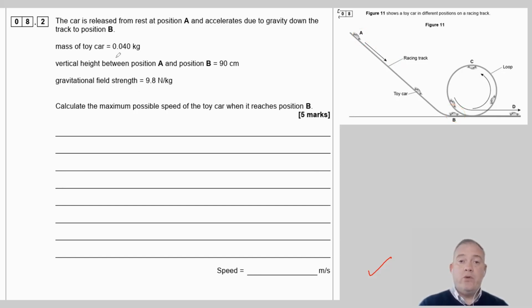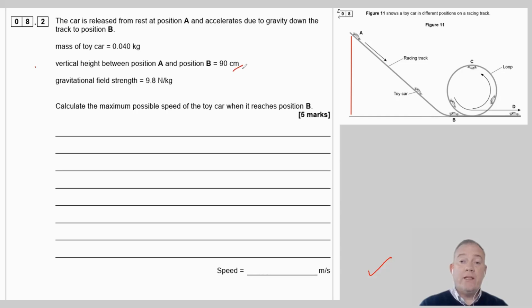Now we have the mass of the toy car given as 0.040 kilograms. The vertical height between position A and B given as 0.9 centimeters. Let's just pop that here so we can see. That's what we mean here. This vertical height is 0.9 centimeters. And the gravitational field strength is given as 9.8 newtons per kilogram.